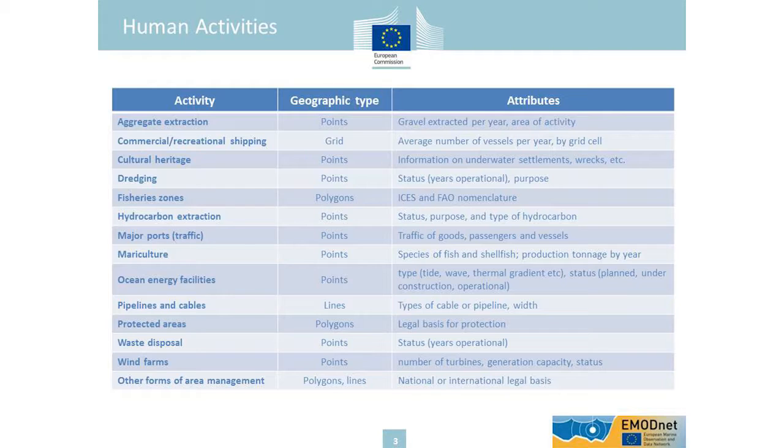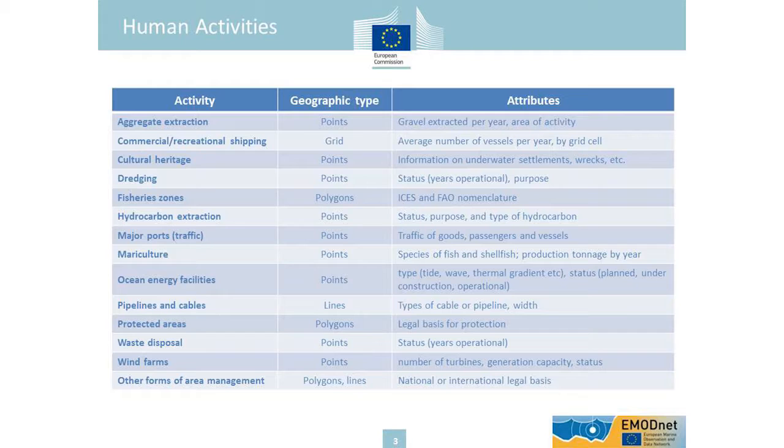We have aggregate extraction. This is already available on our map. Gravel extracted per year. Commercial recreational shipping. This is very interesting. We are working on a raster, and every raster cell will provide an average number of vessels per year, possibly broken down by type of vessel. We're working closely with EMSA to get the AIS data. It's going to be a bit difficult, but we hope we can find a solution for bureaucracy reasons, as you can imagine.